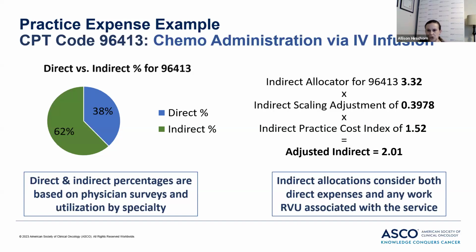The adjusted indirect is calculated by taking the indirect allocator for 96413, in this case 3.32, multiplying it by an indirect scaling adjustment, and then multiplying it by the indirect practice cost index, which comes out to be 2.01.